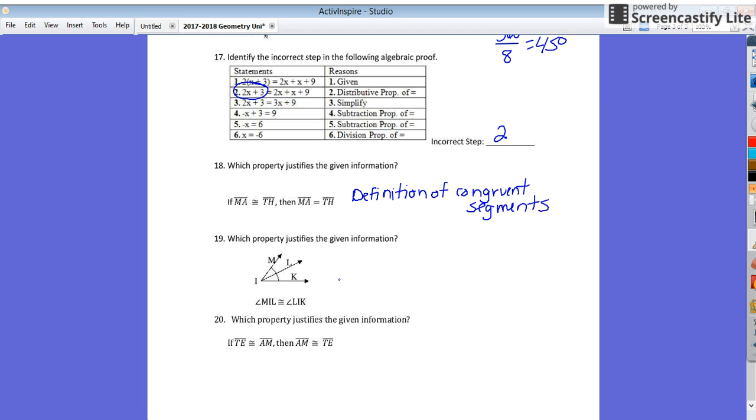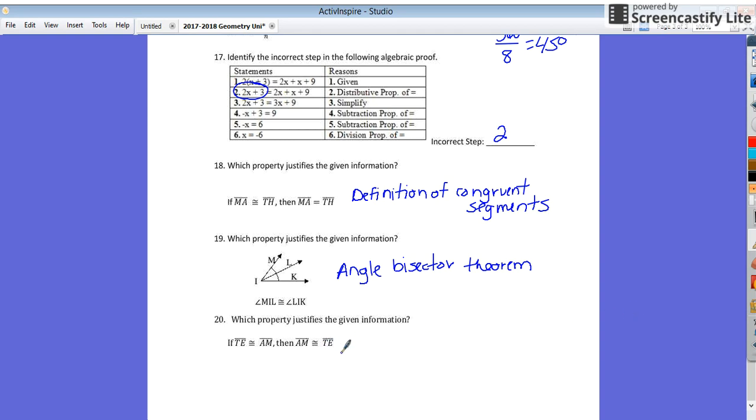Number 19 says which property justifies this given information. We have a picture, and we have angle MIL is congruent to angle LIK. So this one's going to be our angle bisector theorem. We have IL is bisecting angle MIK.